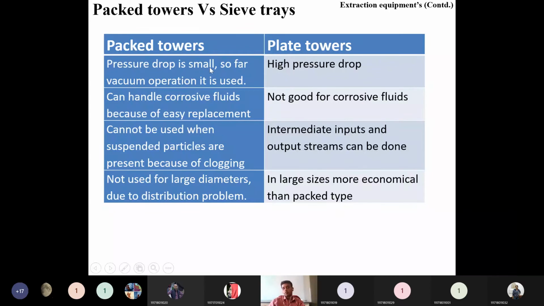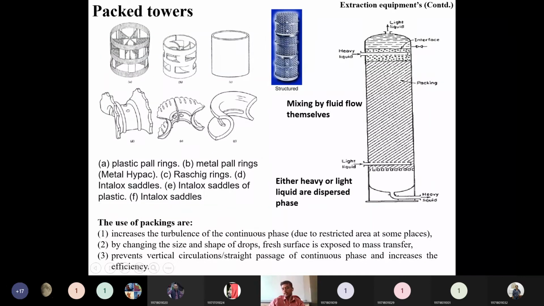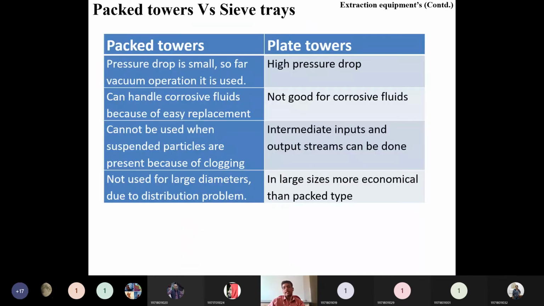So the pressure drop is very small, so it is used for vacuum operation. If you consider the pressure here is some 100 kilopascal, here also it is somewhat similar, 99 or 98 kilopascal, you will observe. So the pressure drop throughout the column will be very less, whereas in the plate column, high pressure drops are there. High pressure drop means loss of energy.